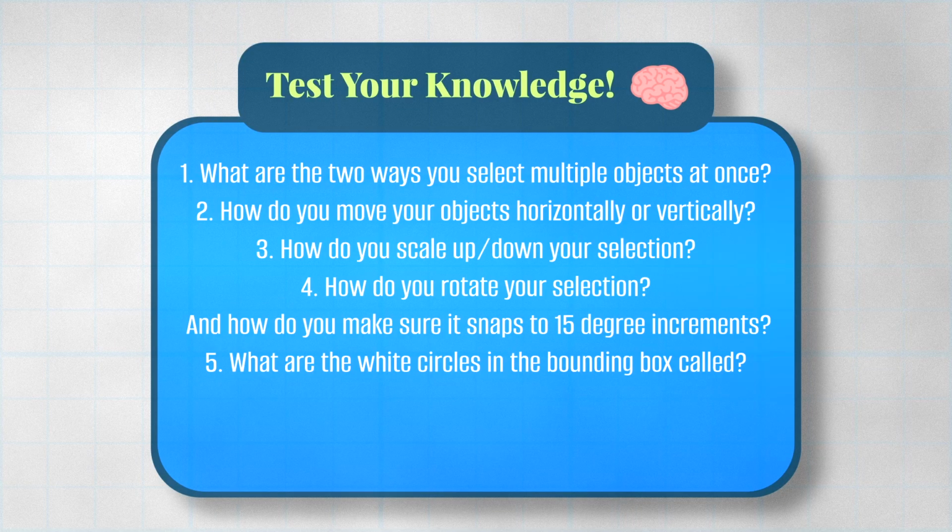What are the two ways you select multiple objects at once in this video? How do you move your selection horizontally or vertically? How do you scale up or down your selection? How do you rotate your selection? And how do you make sure it snaps to 15-degree increments? What are the white circles in the bounding box called?